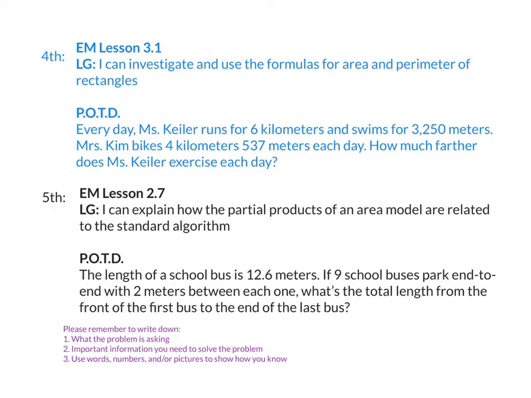Okay, fourth graders, today we are starting a brand new module. We're doing Module 3, Lesson 1. Today we're going to be investigating what the formulas are for area and perimeter of rectangles. We're going to find out why they are the way they are and what area even means. For some of us right now it's just a formula that we memorize, but I'm going to teach you what it means and how the formula came to be. And then we're going to practice using the formulas. Okay?